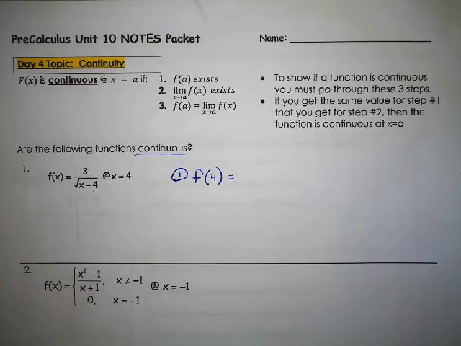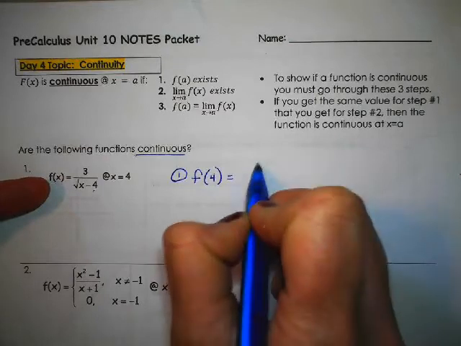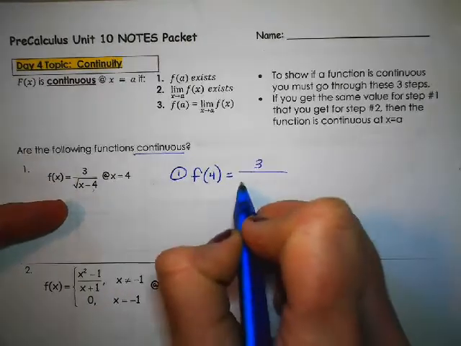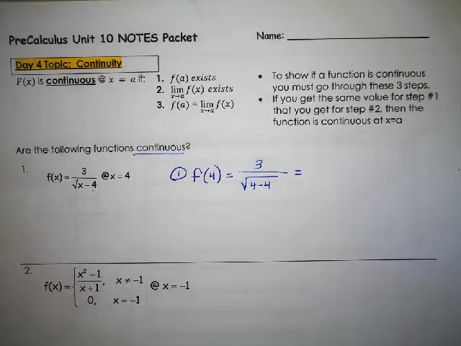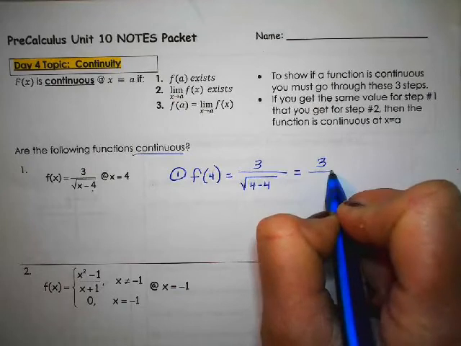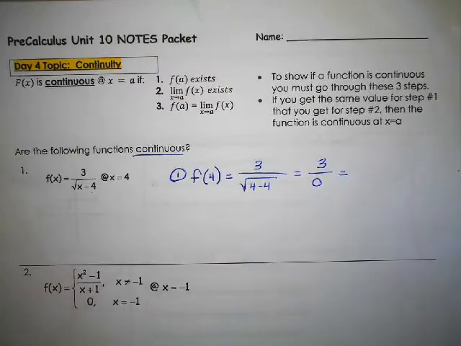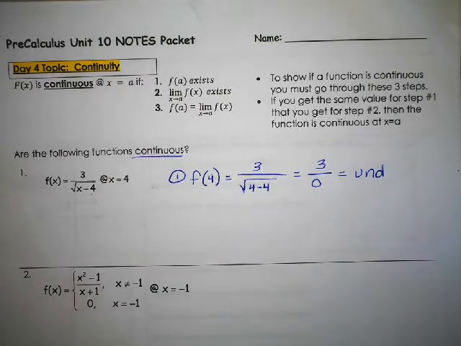So in step 1, all I do is I go into this function right here, and where I see x, I'm going to substitute the number 4 in. And I'm going to simplify, and I get 3 divided by 0. And in math, that's the only number we're not allowed to divide by. And so when that happens, it doesn't work, and I say that f of 4 is undefined.